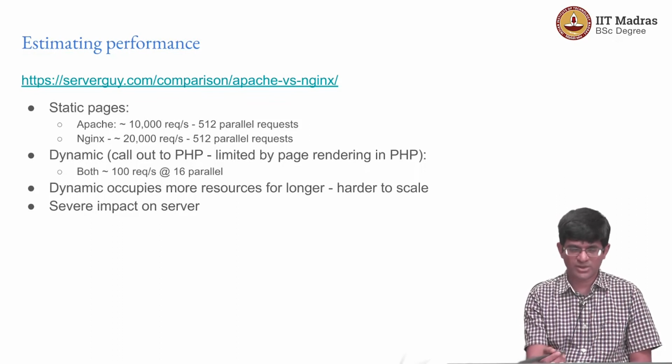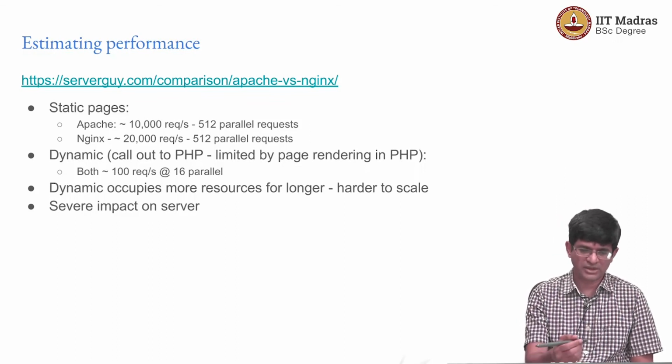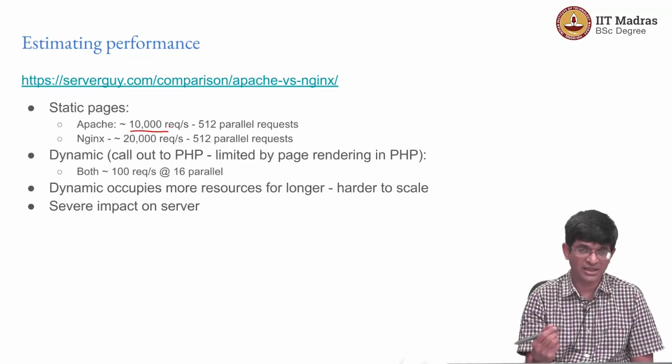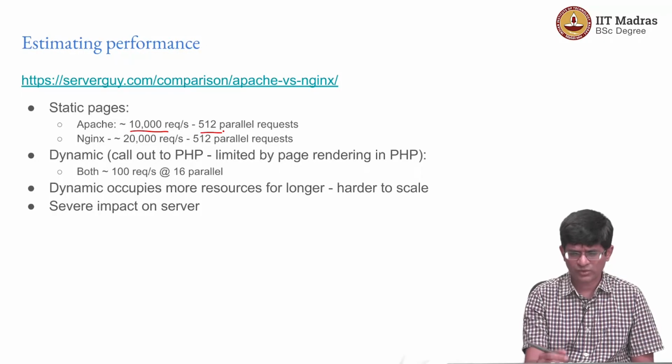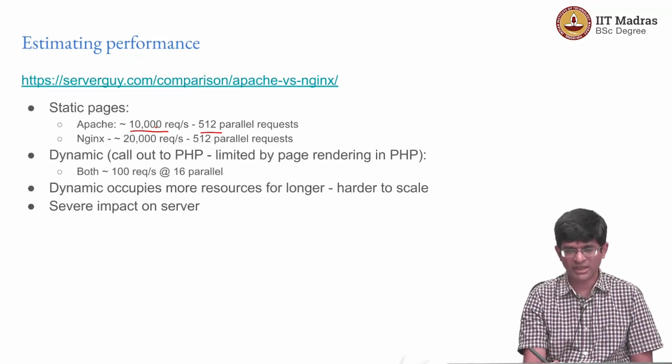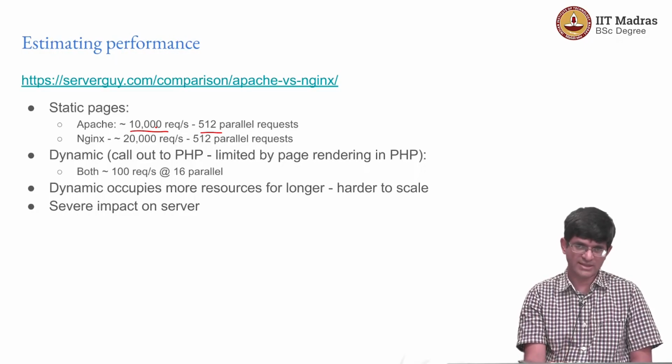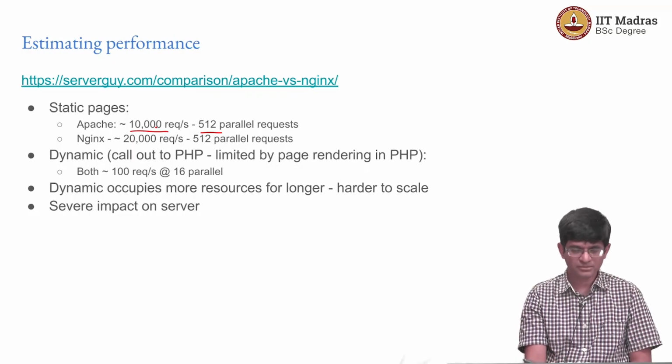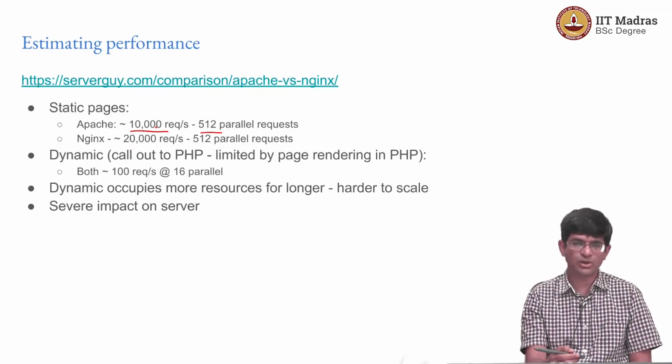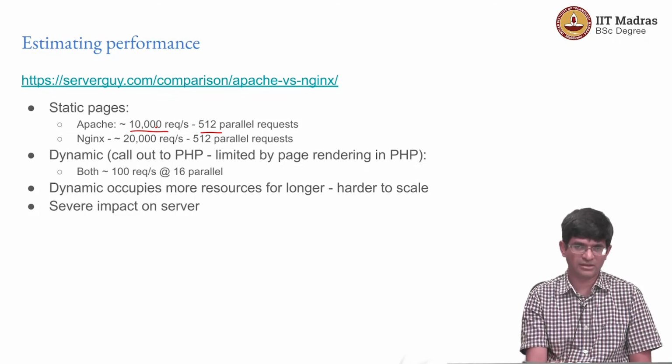As a result, what they observed was that in terms of static pages, an Apache web server could handle something like 10,000 requests per second, on a single machine handling 500 odd parallel requests. Think about this: what does 10,000 requests per second mean? You have to send 10,000 responses. Even if each response is 1 kilobyte in size, we are sending out 10 megabytes per second of data, which is roughly 100 megabits per second. So it's quite possible that you are already close to saturating the network.